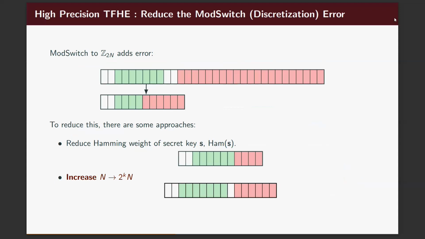There are some approaches that aim to reduce this error. The first approach is to reduce the Hamming weight of the secret key of the LWE ciphertext. The second one is to increase the ring dimension, that is, we look up more bits of the ciphertext. Our work aims to increase the efficiency of the second approach.